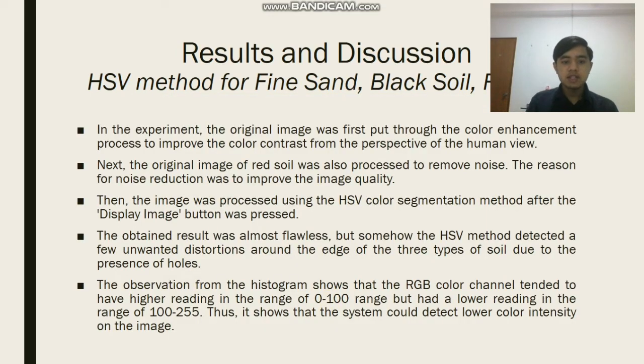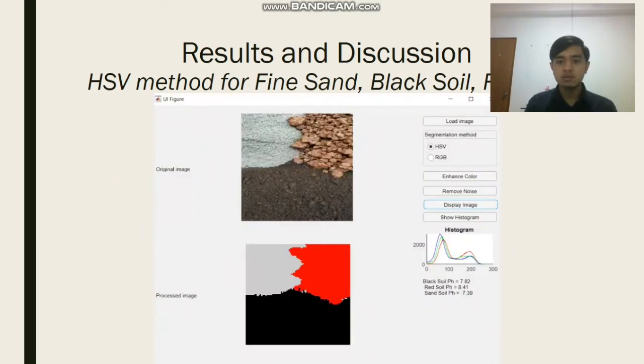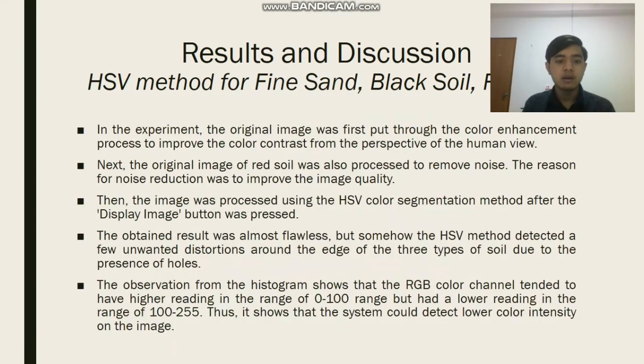The observation from the histogram shows the RGB color channel, which shows a higher reading from 0 to 100 and a lesser reading from 100 to the maximum value, which is 255. Thus, this shows the system could detect a lower intensity color on the image.